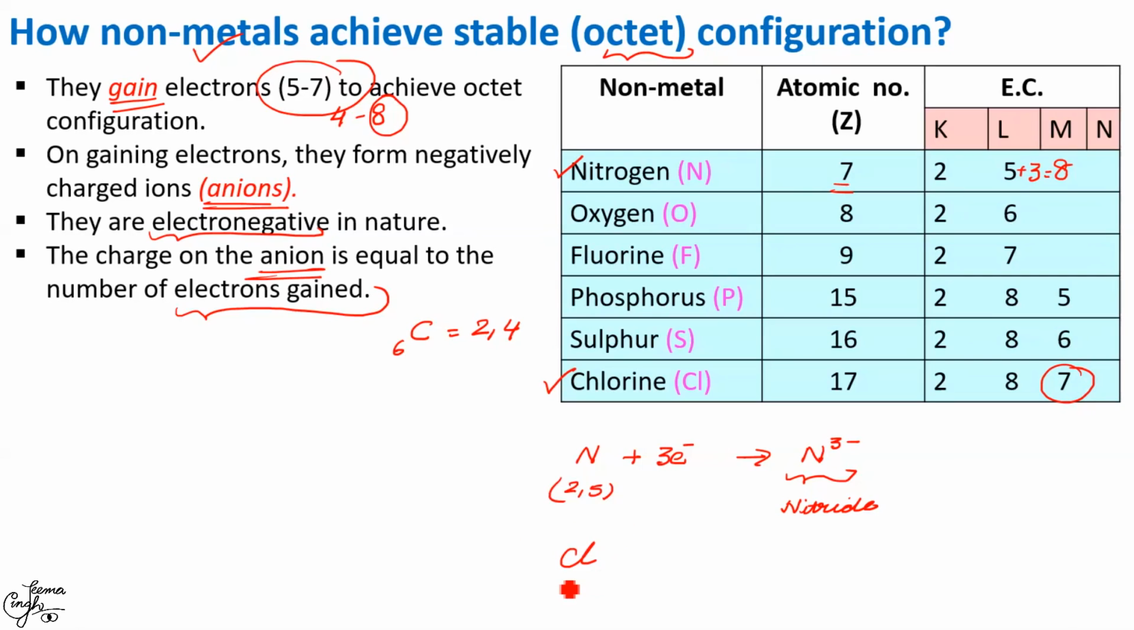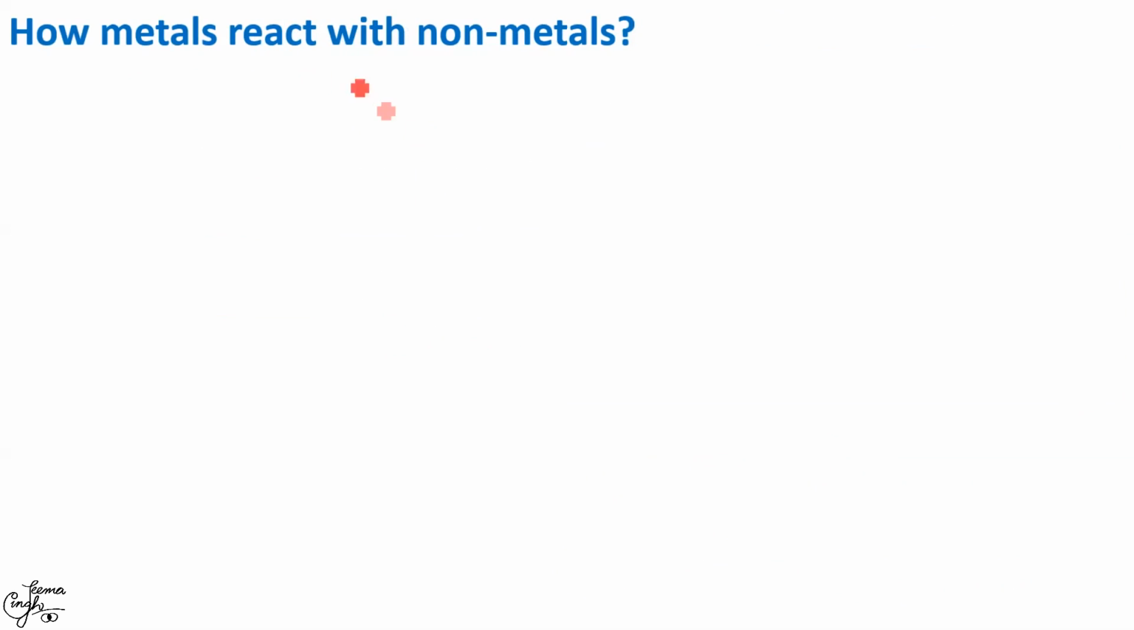So chlorine with electronic configuration 2, 8, 7 accepts 1 electron to form Cl negative, which is known as chloride ion. Now it has configuration 2, 8, 8. In case of nitride, you have the configuration 2, 8. Now let us move further to study the most important topic from this video. That is how metals react with nonmetals and form ionic compounds.